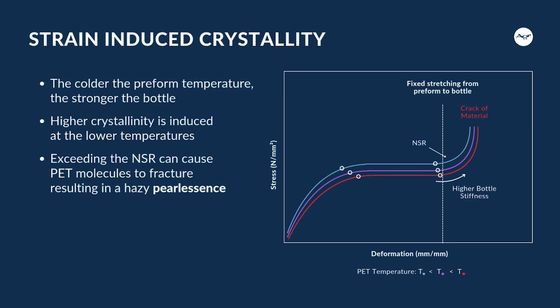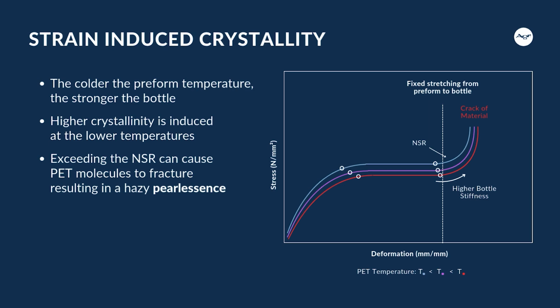And what this slide's showing is blue is running the coldest preform temperature, where you're going to get the maximum strain, the maximum crystalline structure equals the maximum strength and performance of the container. If you take that material, the preform temperature hotter and hotter, the red line is the hottest, where you never get to the same level of strain-induced crystalline structure.